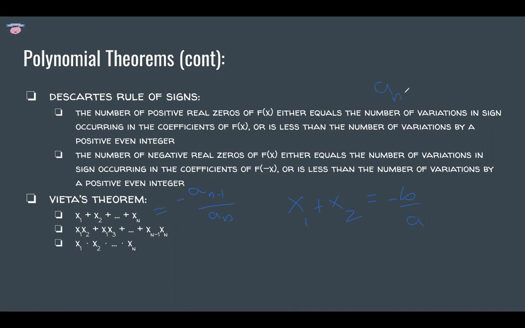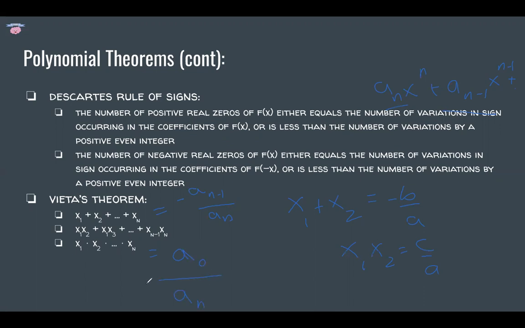If I have a sub n x to the n, plus a sub n minus 1 x to the n minus 1, plus dot dot dot, the sum of all the roots will be negative of this divided by that. And then the product, as you probably recall, is c over a. So in this case, it's the last term, a sub 0 over a sub n.